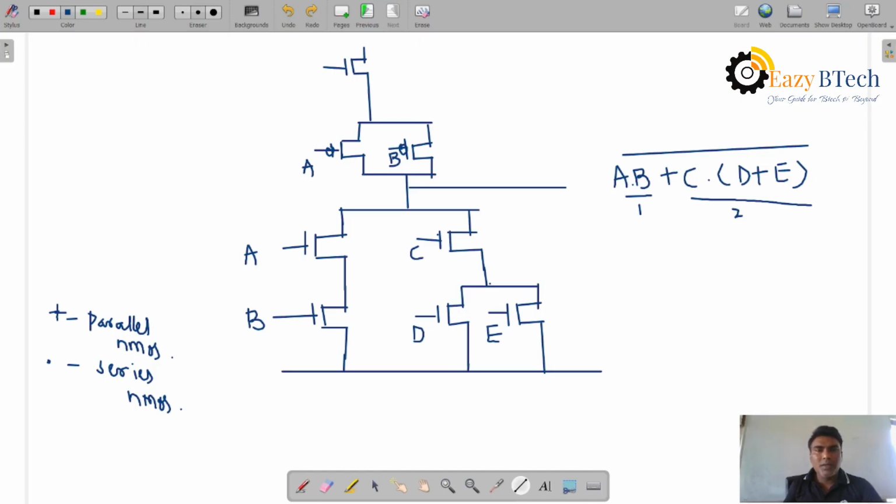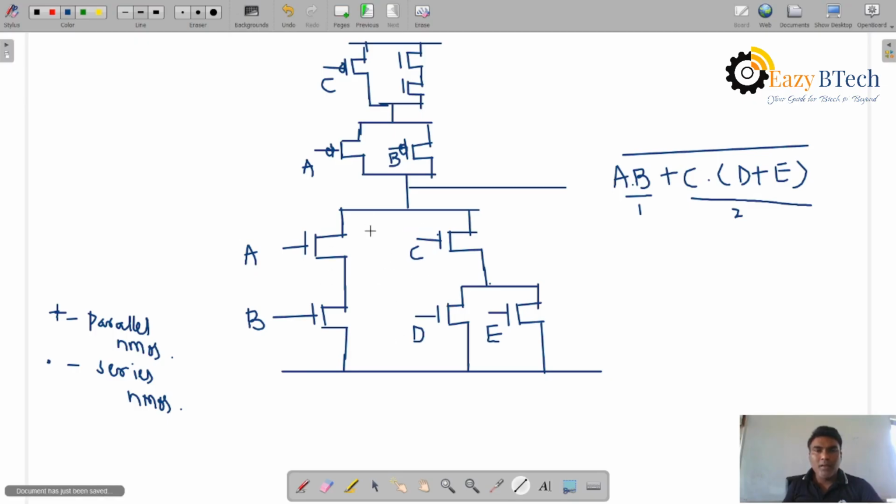So let me take this one. How will it be? D and E are in series here. This is the representation. You can see this one. Above is the PMOS transistor. C is in series, and you can also take it like this. It is a series representation. You can also represent this one. It is series. So here it is parallel.